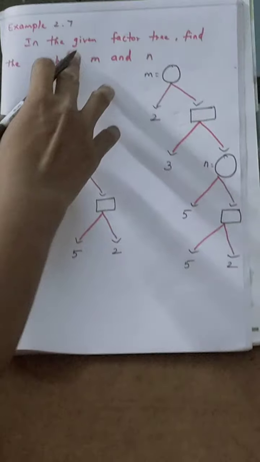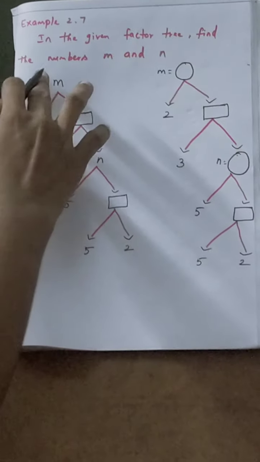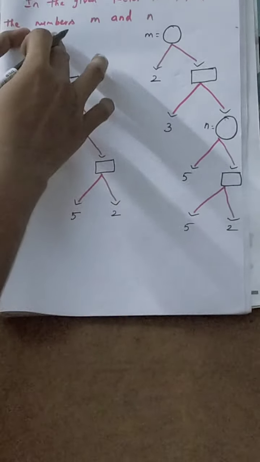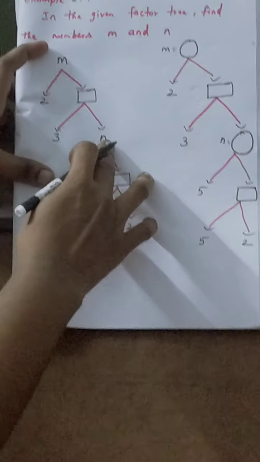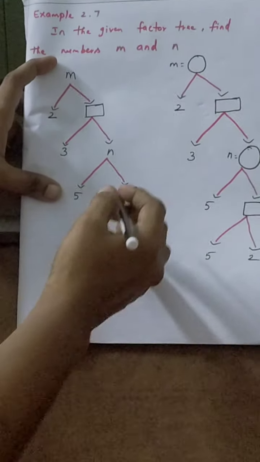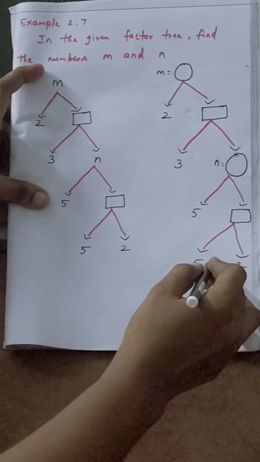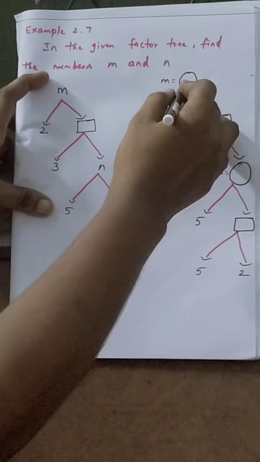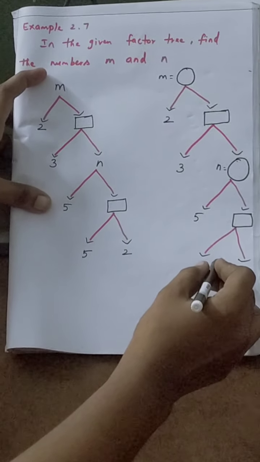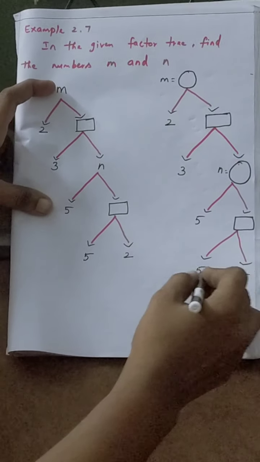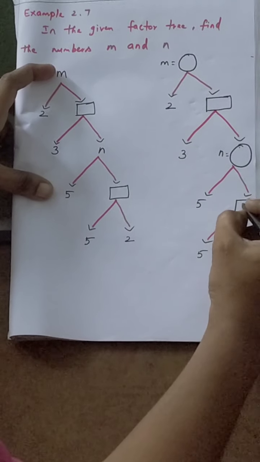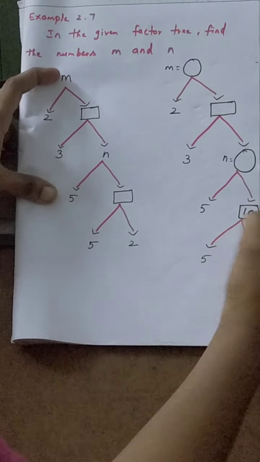Example 2.7. In the given factor tree, find the values of m and n. Some of the boxes are missing. Going from the bottom box to the top, find the missing values of n and m. In the first box at the bottom, 5 into 2 is given. Multiplying both factors, 5 twos are 10.